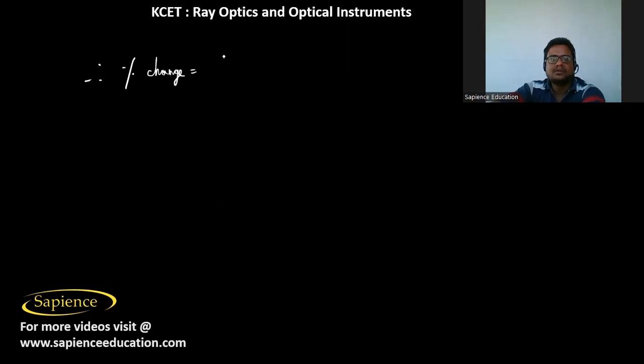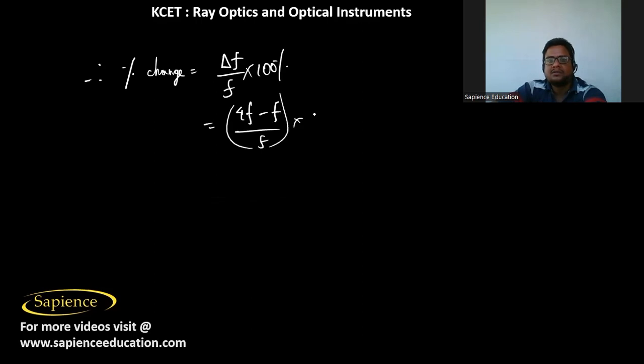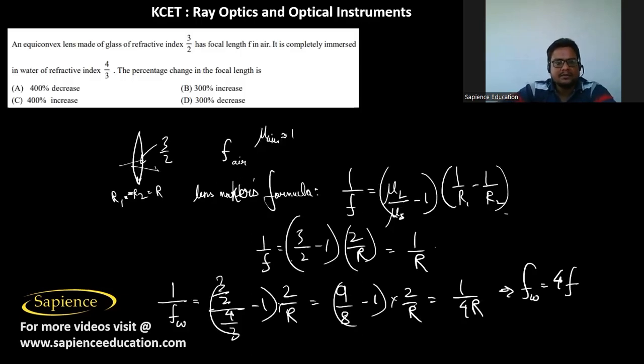Percentage change is equal to delta f by f into 100%. So the change in focal length is 4f minus f by f into 100. That will be 3f by f, so it is 300%. 300% is the increase, a 300% increase in the focal length. So option B is the correct answer.